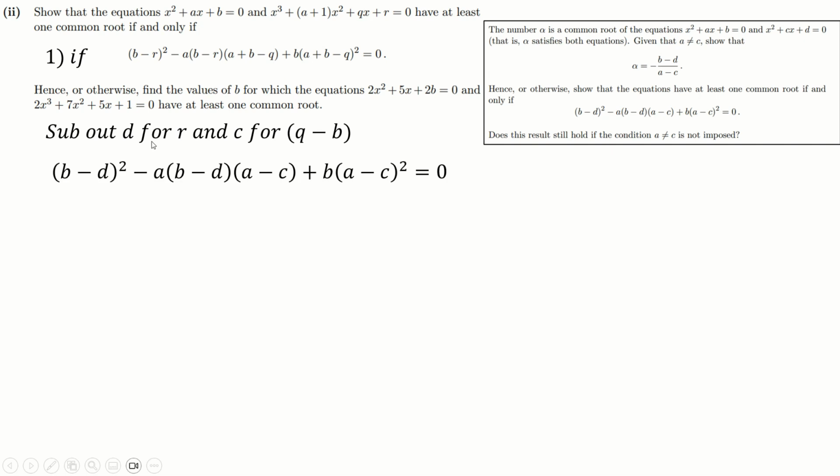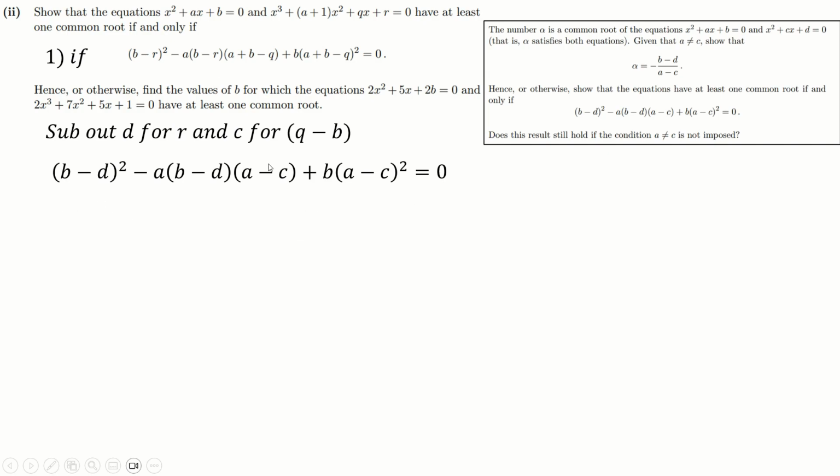So, okay, we've made these substitutions here. We've got rid of those things from here and put these instead. I guess I should have said sub out R for D here. Oh no, I guess I'm consistent here. So sub out D for an R, and sub out C for a Q minus B, and you get to this line here. I guess I'm just saying it backwards.